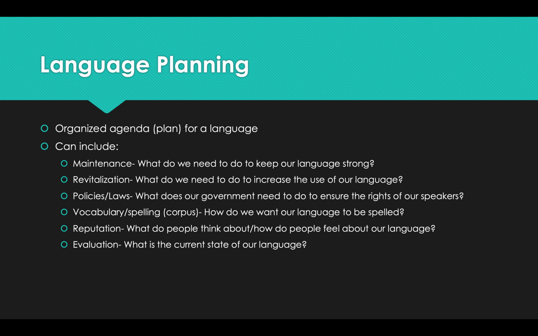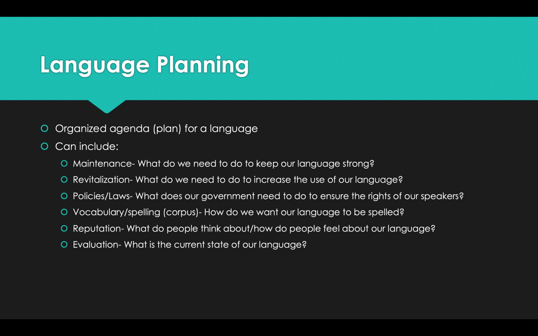This could be actual policies and laws. What does our government need to do to ensure the rights of our speakers or to promote the use of our language? It could be creating a new vocabulary or standardizing vocabulary or spelling, so the actual corpus or body of the language. How do we want our language to be spelled? How do we want this particular word to be spelled? It could include the reputation or people's feelings about the language. What do we want people to think about, or how do we want people to feel about our language?